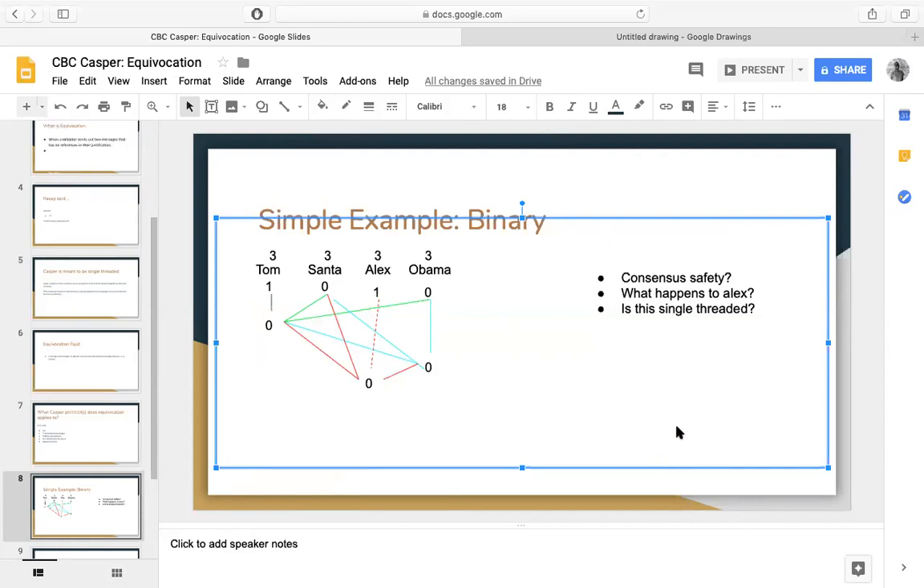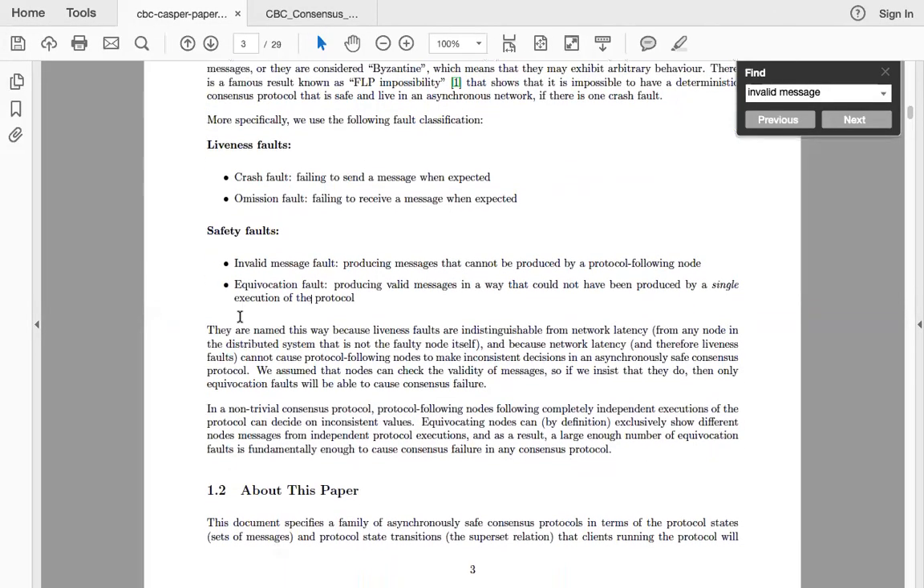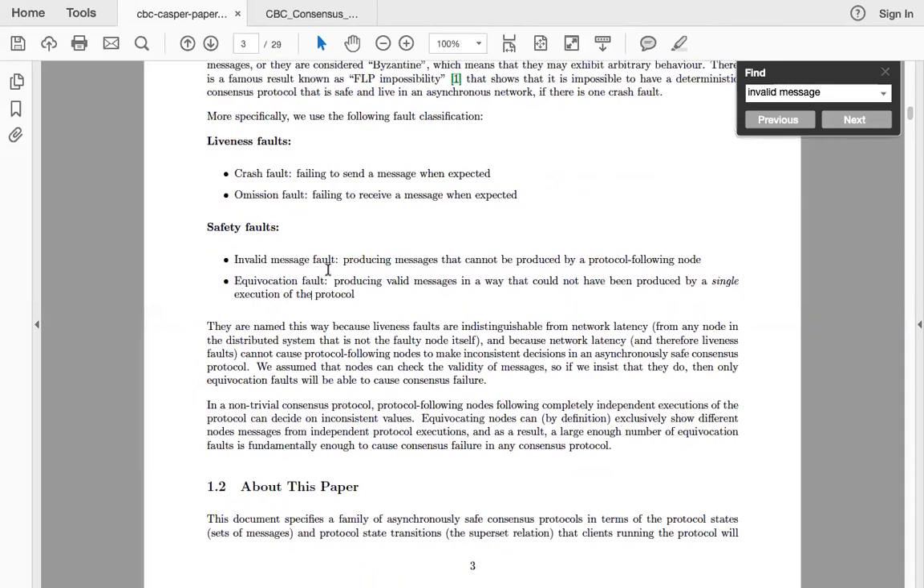Wait, Dror, could you say a little bit more about the invalid message faults? Yeah. So if you create a message and the value you propose in that message is not the value that the estimator should have proposed based on your justification, that should be invalid, right? Okay.